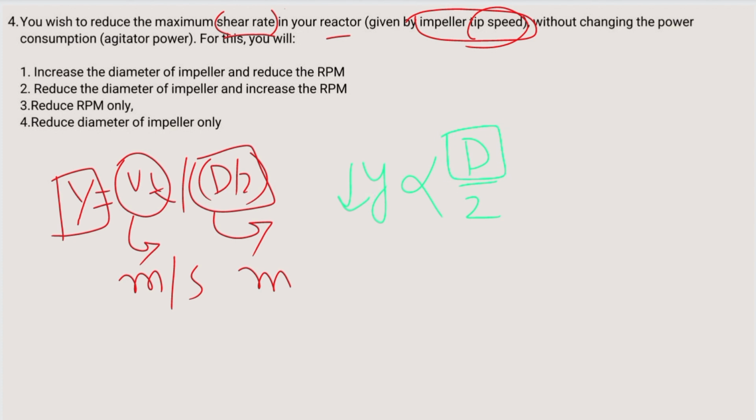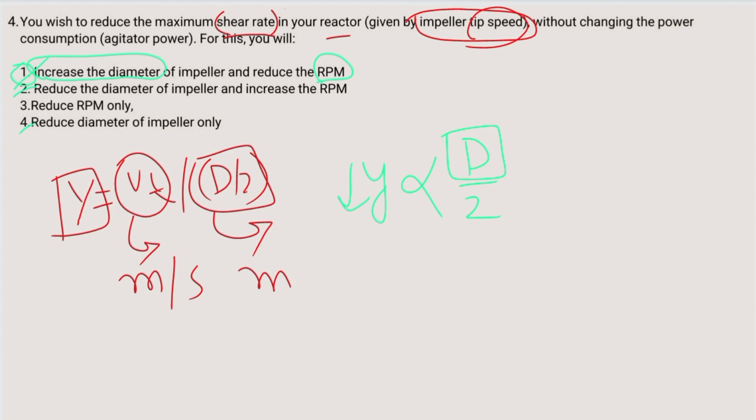So you have to increase the diameter of the impeller. One option is saying to reduce the diameter, so increasing the diameter will be our chosen option. And there we have to see its relation with the RPM. Anyway, we know the first one is the answer.